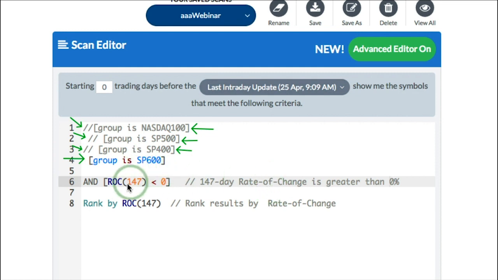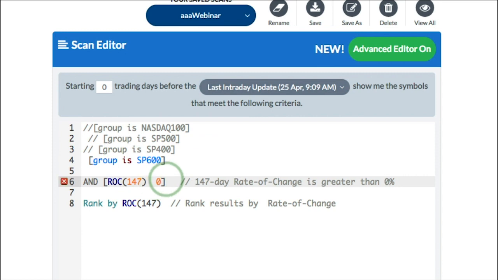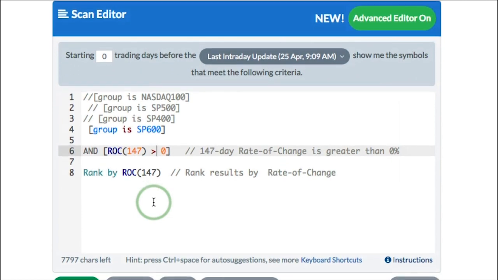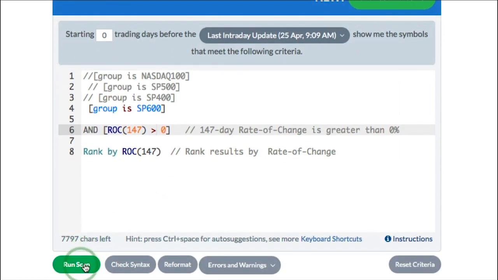So I'm scanning for that, and I want the rate of change, 147 days, which goes back to September 20th. I chose it because it's the S&P 500 high, is below zero. So if I wanted that to be above zero, if I was looking for positive rate of change, I would just change that arrow to above zero. And then the last line is rank by. And I chose to rank by this indicator, the 147-day rate of change.